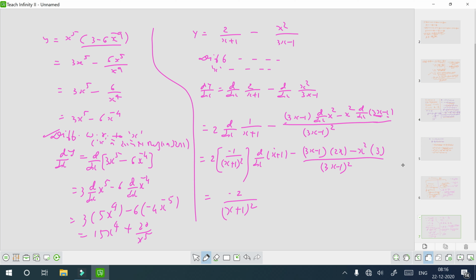Derivative of x is 1, derivative of 1 is 0, minus 3x minus 1 whole square, 6x square minus 2x minus 3x square is equal to -2 over x plus 1 whole square minus 4x square minus 2x over 3x minus 1 whole square.